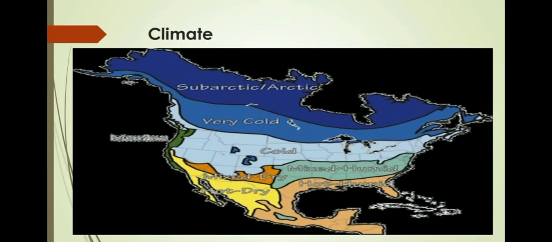Let's see about the climate. The Arctic region is cold and mostly dry, and has very short summers and a very long, bitterly cold winter. The central plains have an extreme climate, from freezing conditions in winter to tropical heat in summer.